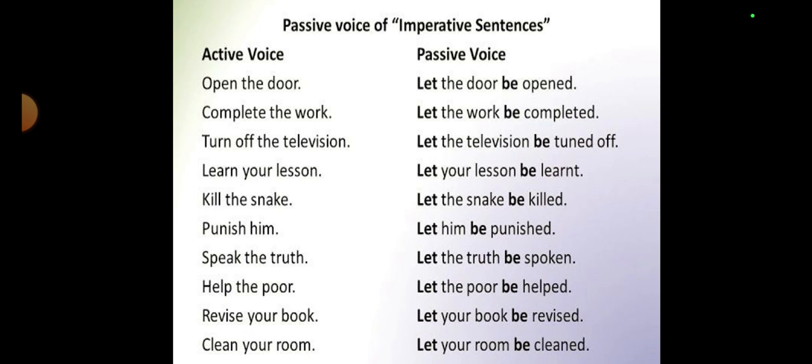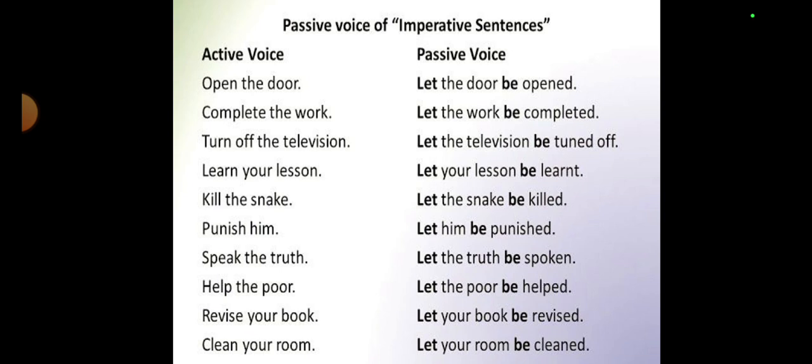So you need to put out the object first, that is the door. Open what? I always tell you that if you are confused about finding the object within the sentence, try to question your verb with what. Open what? The answer is door. This is your object, right? So let the door be opened.